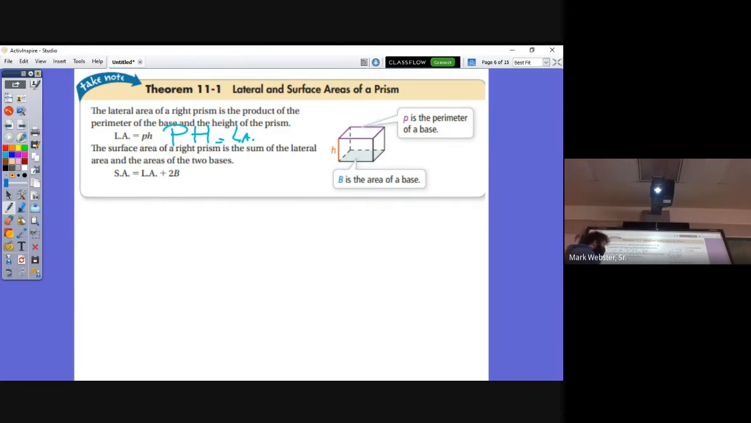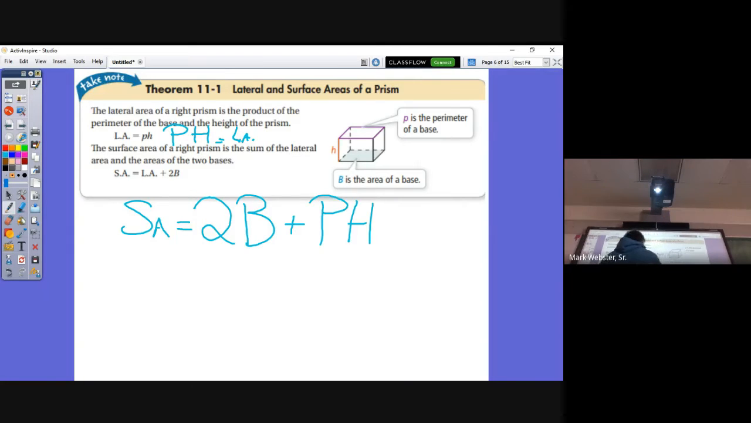And then all we have to do is add on the two bases. Now they're going to try and have you do this in weird steps. I'm going to show you a way to organize all of your thoughts and organize all of your calculations so that it's not just doing weird random stuff, okay? So surface area, we're going to write it like this.